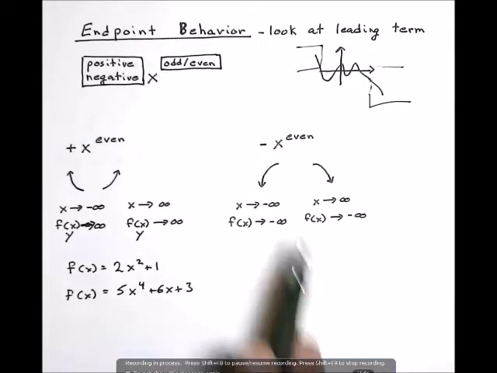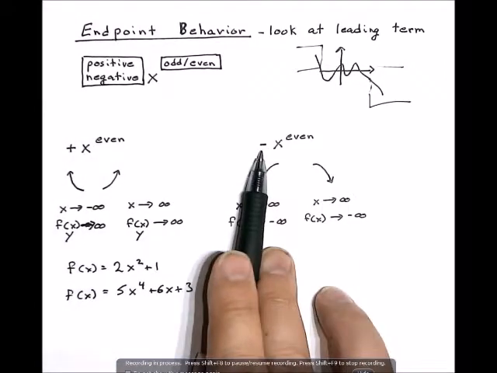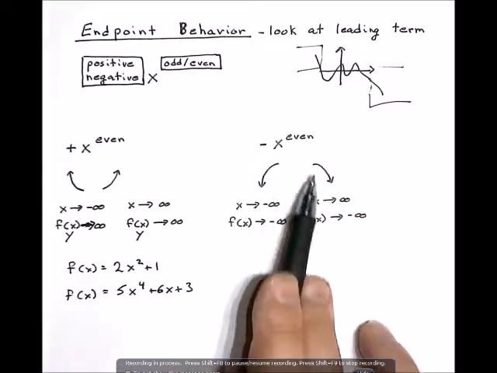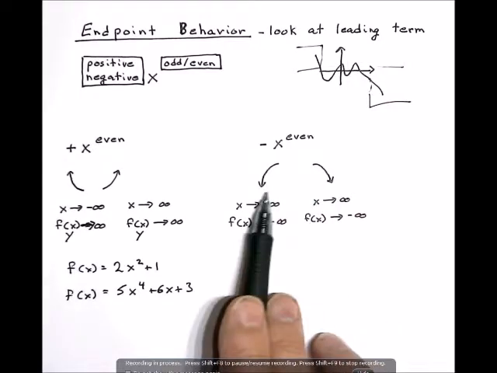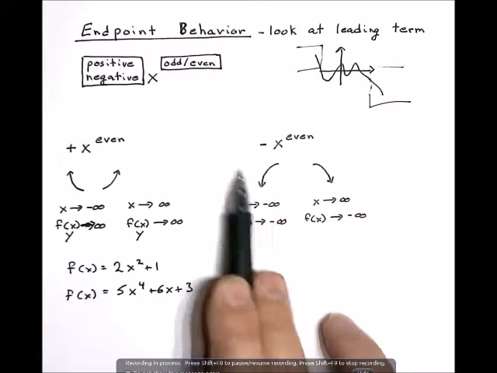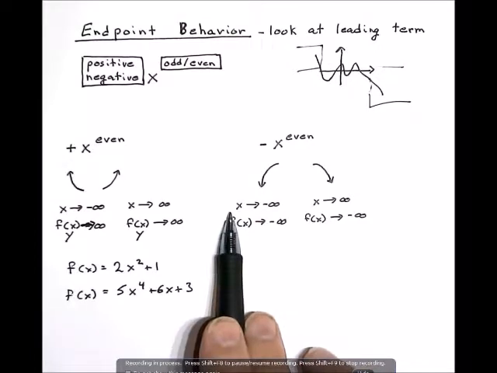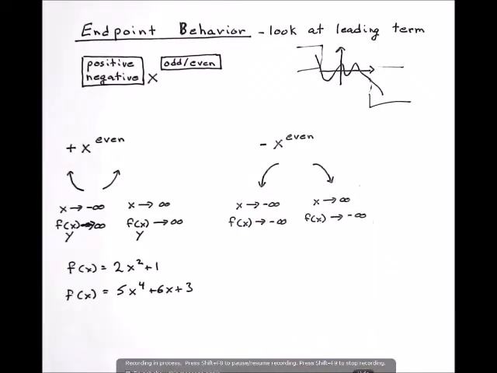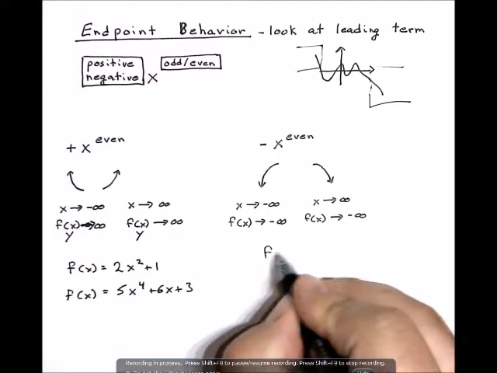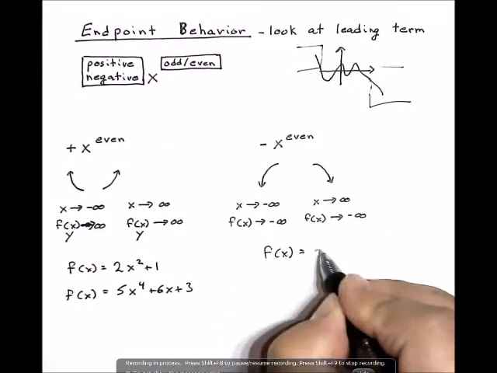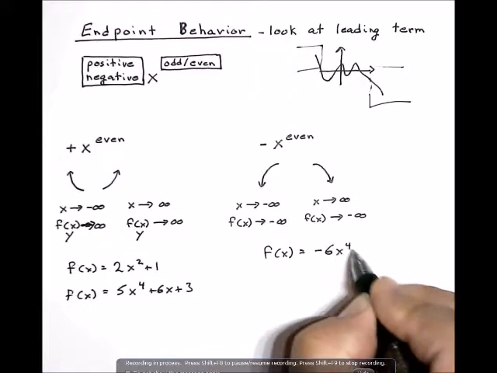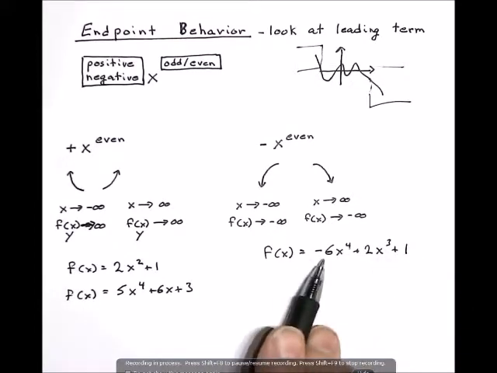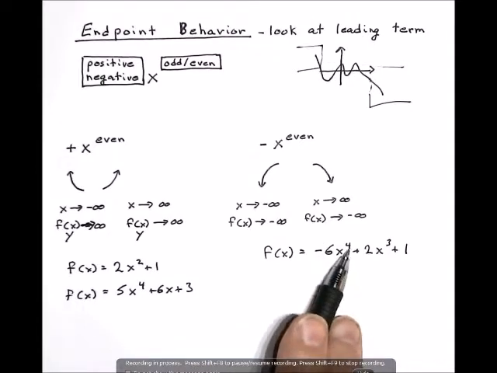The next thing that can happen is we have a negative leading coefficient with even degree, and when that happens, the endpoints drop off like this. Or as x approaches negative infinity, f of x approaches negative infinity, and as x approaches infinity, f of x approaches negative infinity. And that's going to happen whenever we have a negative leading coefficient and an even degree.